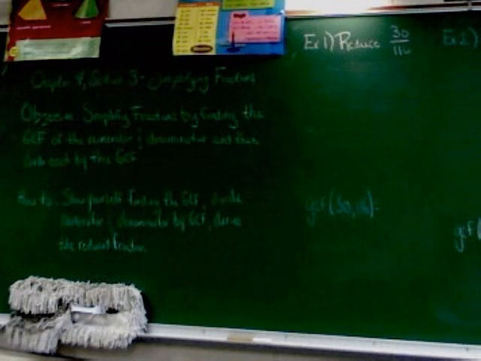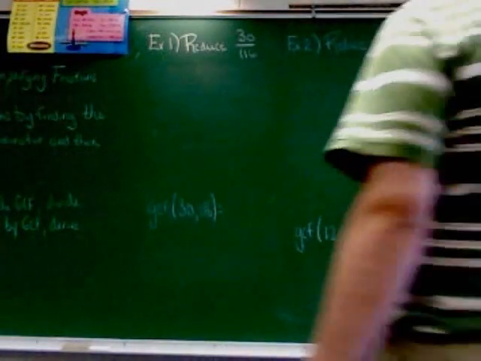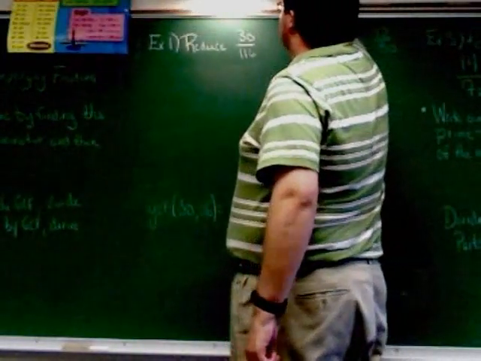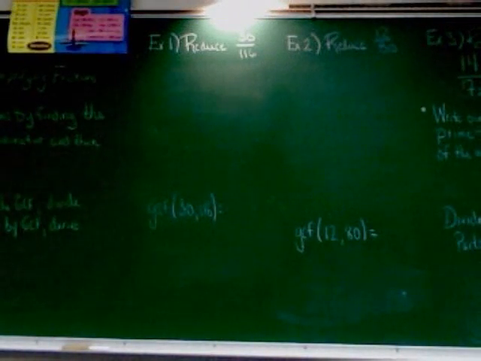All right, so let's go ahead and start with the fraction 30 over 116. First thing I need to do is find the greatest common factor. For 116, because it's a bit of a large number, I really don't want to list factors. I'm going to go ahead and go with a factor tree on this problem.